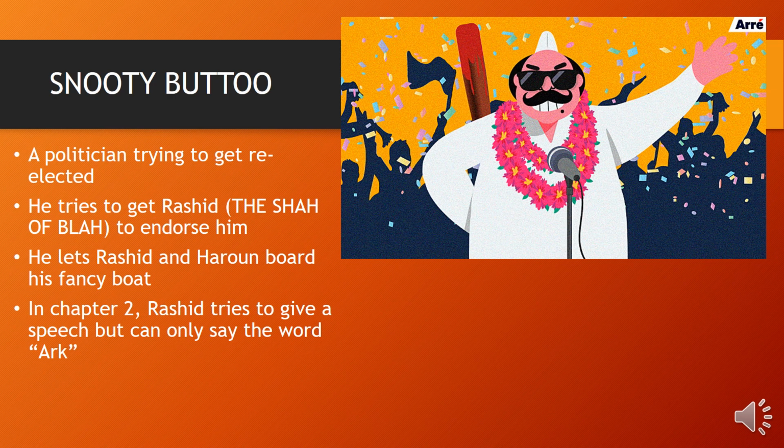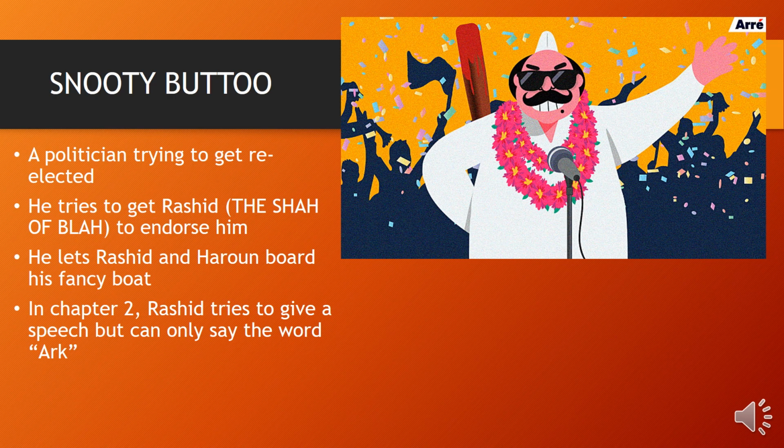Anyways, another character is Snooty Buttoo. He is a politician trying to get re-elected, and he tries to get Rashid, the Shah of Blah, to endorse him. And he wants the Shah of Blah to give this big speech about him, because he knows the Shah of Blah is a great storyteller and could make up a beautiful story about him.